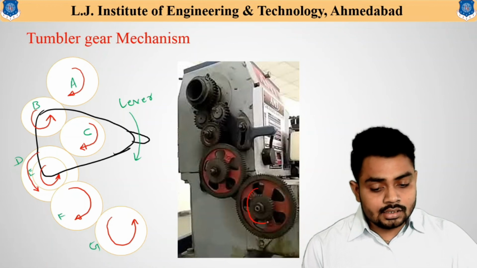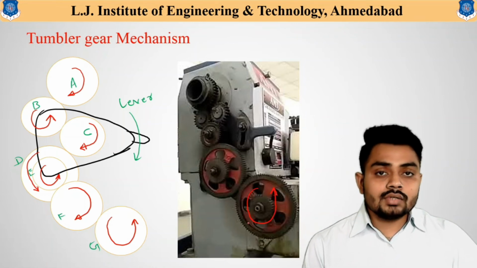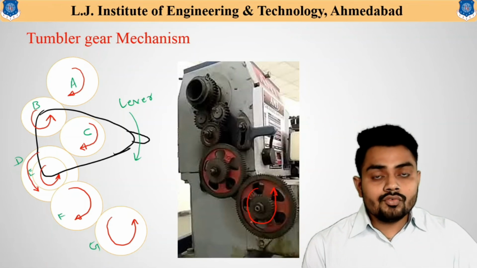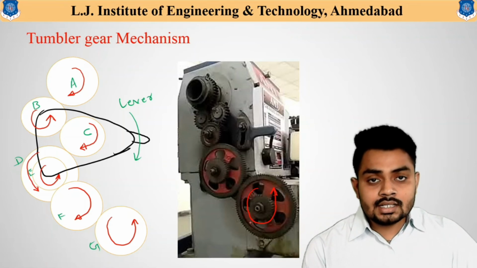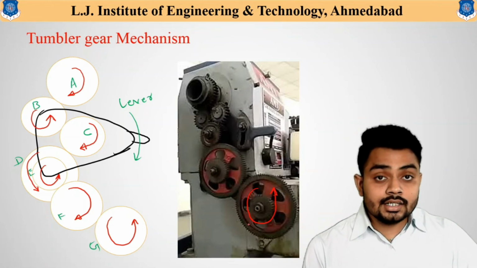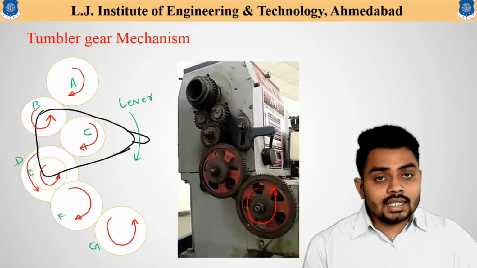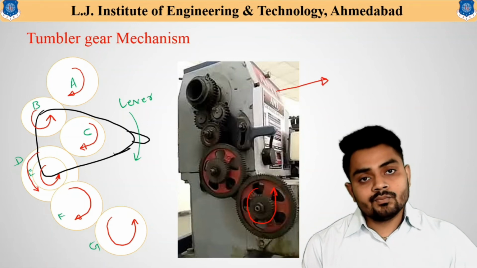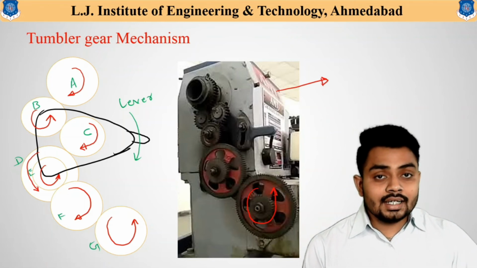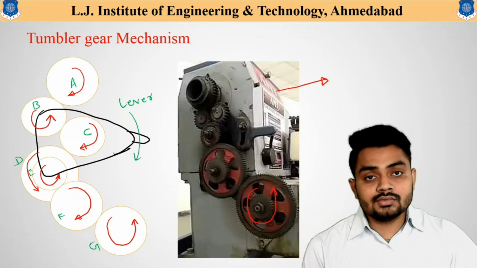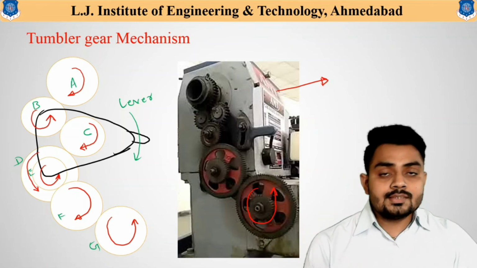That means this last gear will rotate in the anti-clockwise direction, and with this last gear, the lead screw or feed rod is connected. That means the anti-clockwise movement of this last gear results in the automated movement of the carriage from the headstock towards the tailstock direction. So the automatic movement of the carriage from headstock to tailstock is obtained by connecting these tumbler gears with the main gear connected to the spindle.